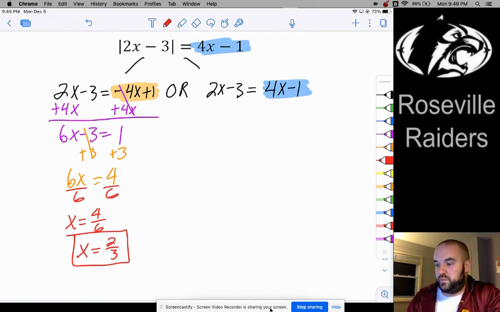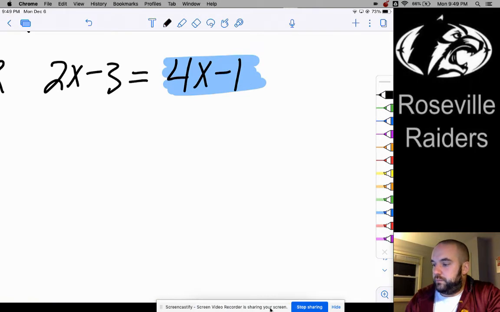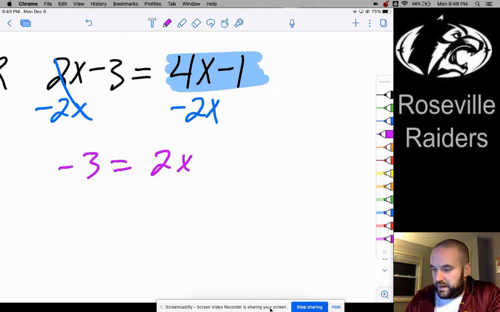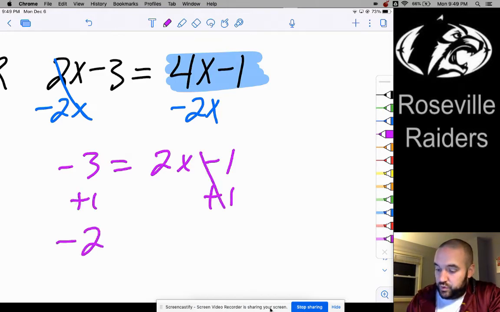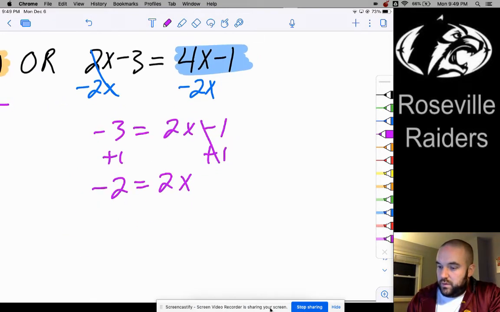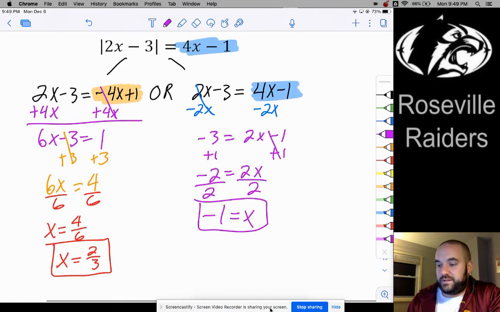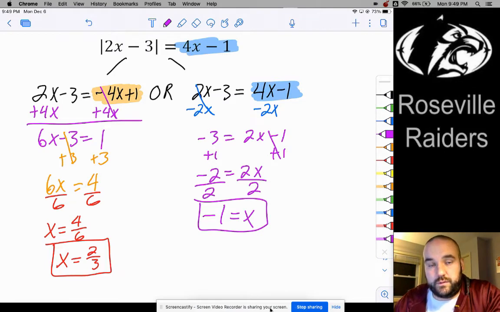The other solution is what I get from solving here. Now the lesser of the two x terms is the 2x, so I'm going to subtract 2x from both sides. Negative 3 is equal to 2x minus 1. I'm then going to add the 1 to both sides to get negative 2. And finally, dividing by 2, negative 1 is equal to x. So right now, as it stands, our two solutions are negative 1 and positive 2/3.